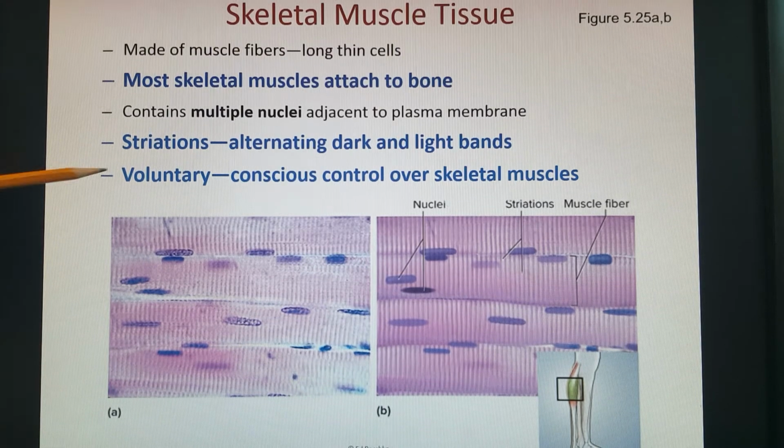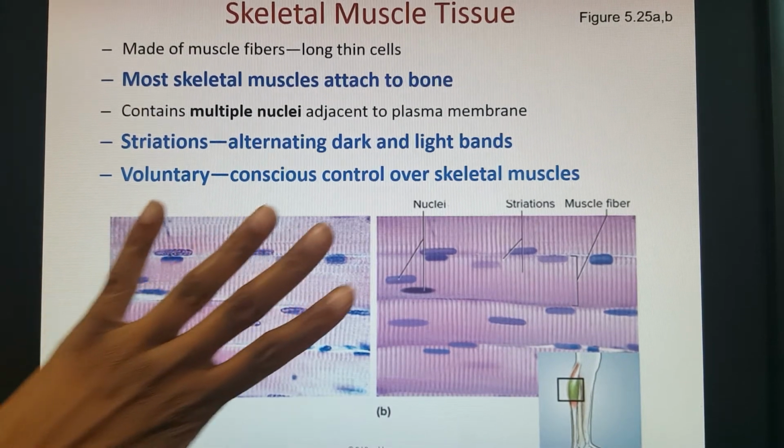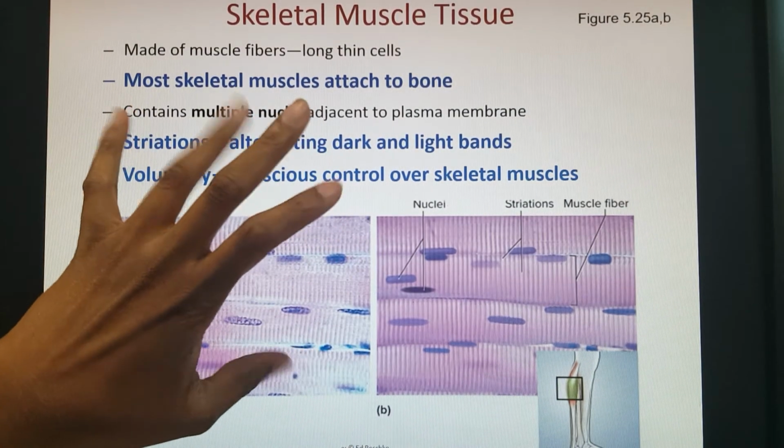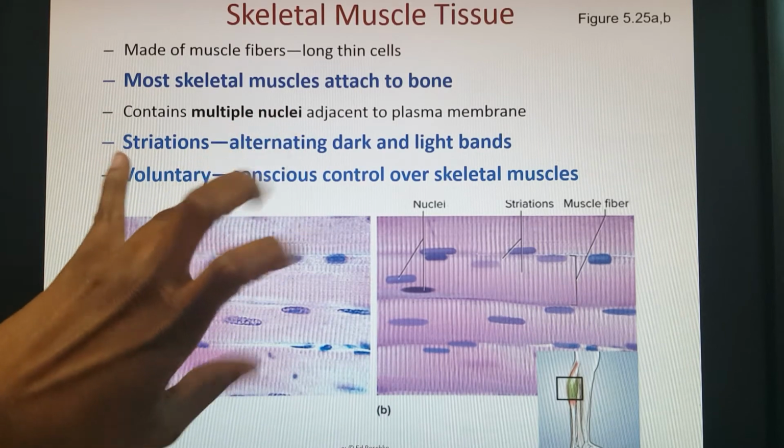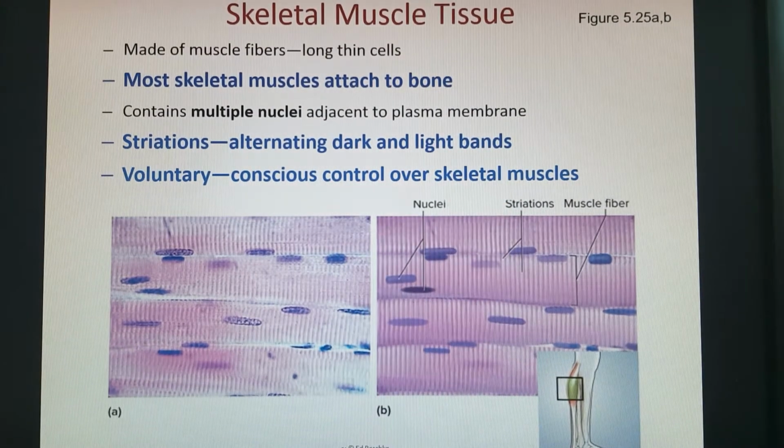Last feature is that it's voluntary, so we have conscious control over those muscles. So for example, if I have my hand, I can tell which finger to move because that's what my brain wants it to do. However, with your other two muscle types, your cardiac, making up your heart, as well as your smooth for your internal organs, you don't have conscious control over them. So you can't tell your body to calm your heart rate down just by a brain command.